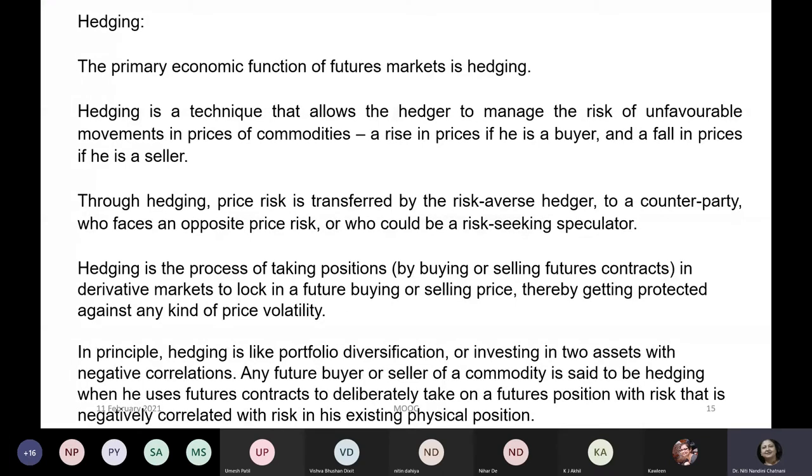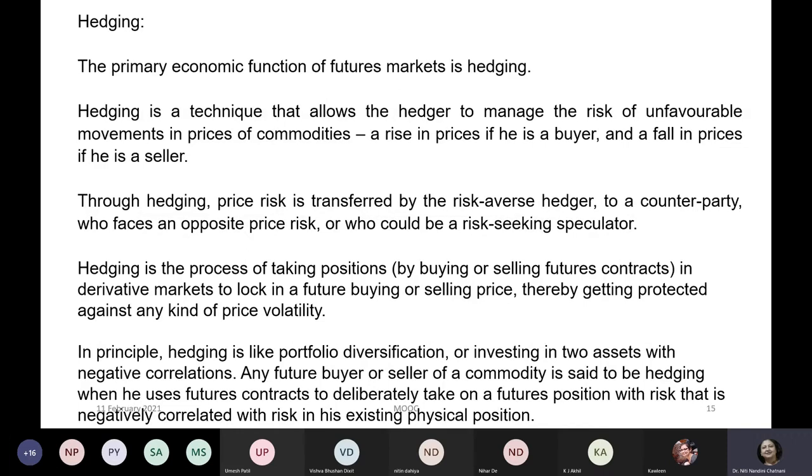Hedging allows those people who don't want that volatility to be able to pass on that volatility to someone who says, I can take that volatility. So, if I'm a speculator, I may want to take the risk of volatility in commodity prices to make a profit out of it. But if I'm a hedger, my main business is to make snacks, or my main business is to be involved in exports, then I don't want to be concerned about price volatility.